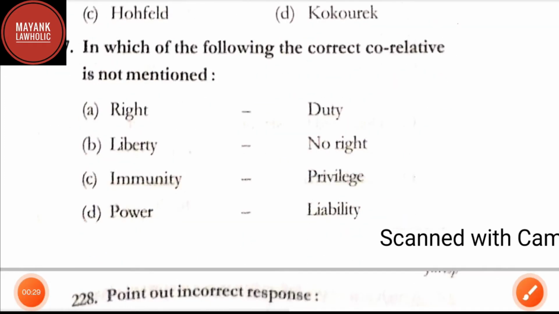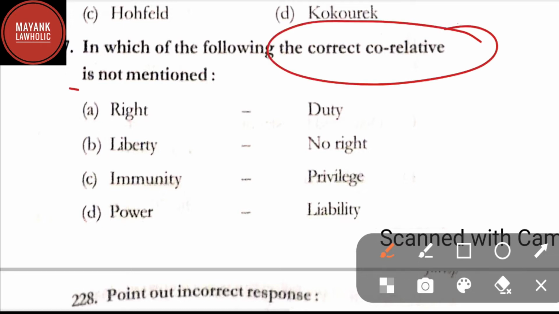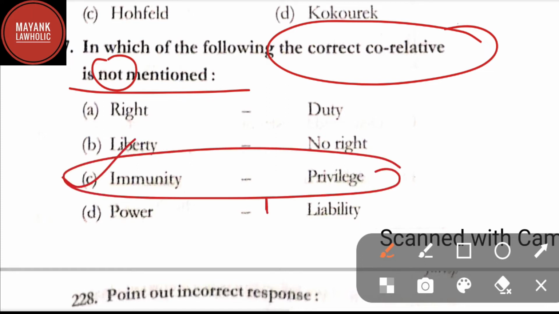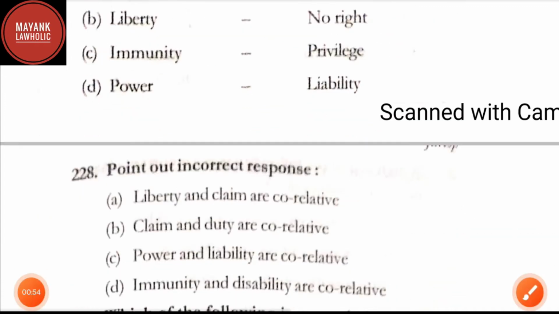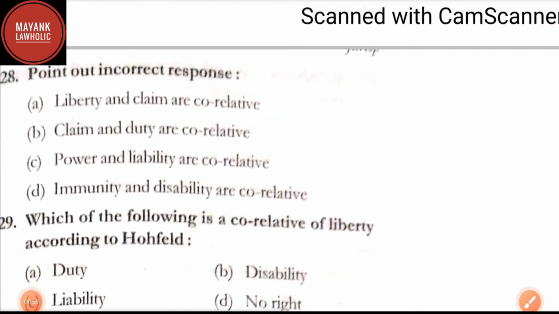Question number 227. In which of the following is the correct correlative not mentioned? Option A, right, duty, option B, liberty, no right, option C, immunity, privilege, and option D, power, liability. Here in this question it has been asked in which the correct correlative is not mentioned. In immunity, privilege, the correct correlative is not mentioned, so option C is the correct answer.